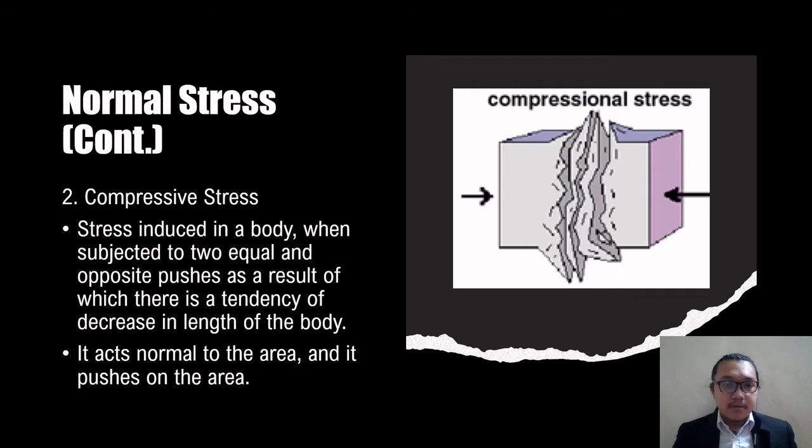Another example of normal stress is compressive stress. It is the stress induced in a body when subjected to two equal and opposite pushes, as a result of which there is a tendency of decrease in length of the body. It acts normal to the area and it pushes on the area.